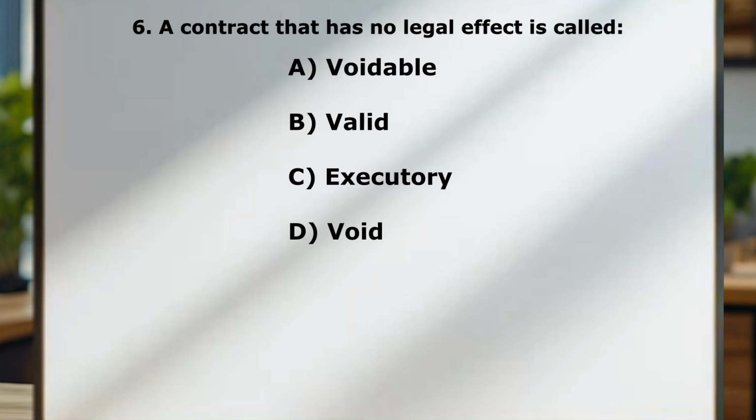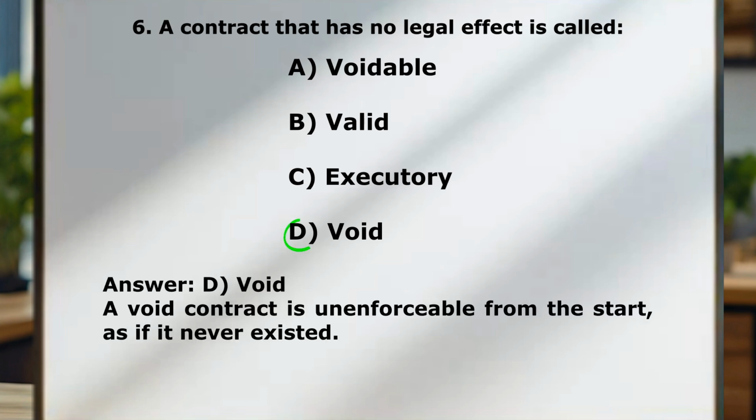C, executory, D, void. Correct answer here is D, void. So a void contract is unenforceable from the start, as if it never existed, right? So a voidable contract is a contract that is valid and could be voided. B, a valid contract is just a legit contract. So correct answer here is D, void.